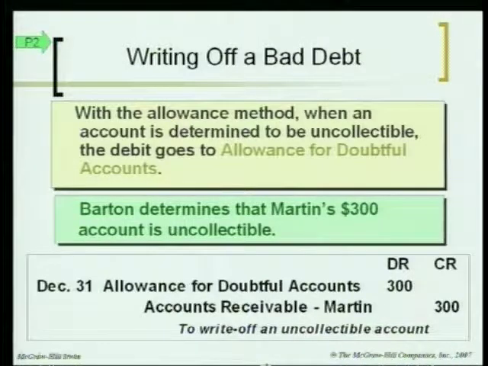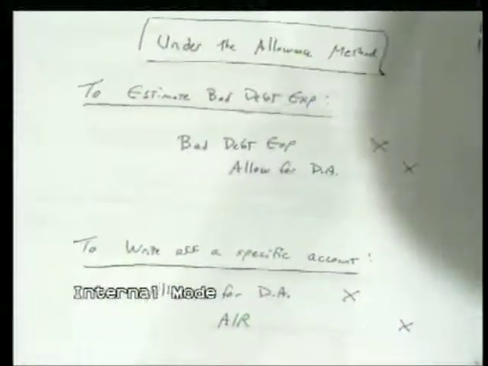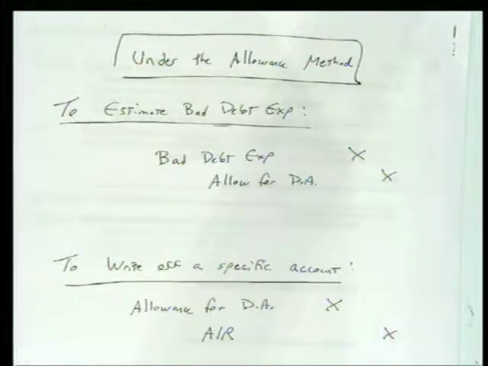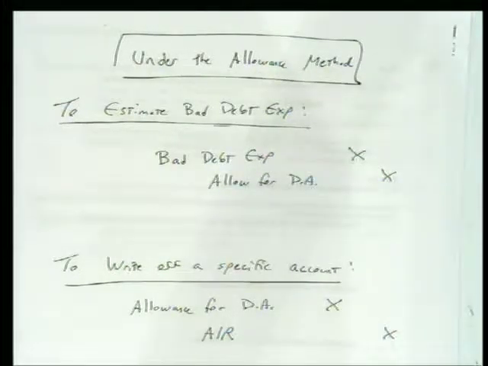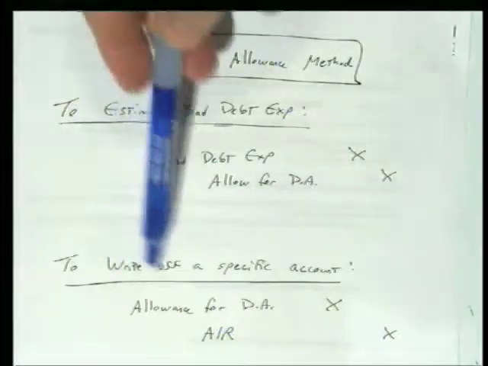Let me show you this little handwritten thing here. And I want you to note it. These are both under the allowance method. If I ask you to estimate bad debt expense, this is the journal entry. Debit to bad debt expense, credit to allowance for doubtful accounts. If I ask you to write off a specific account, then this is the entry.